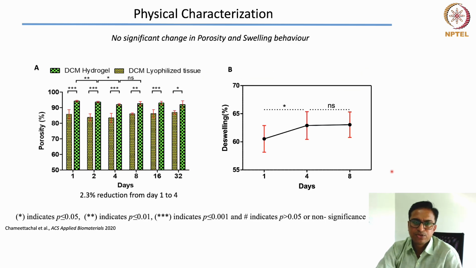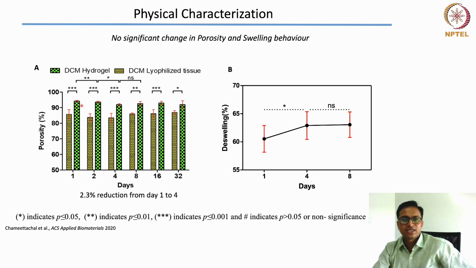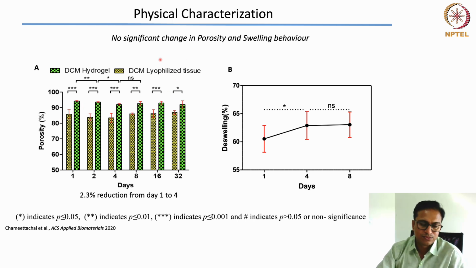We have also done some physical characterization, like porosity estimation and swelling, because these are very important properties for the hydrogel and also for the bioprinted corneas. The first thing is porosity. Here we can clearly see that the hydrogel has a much more porous structure than the lyophilized tissue alone. This is because the lyophilized tissue has very little water content, but in the DCM hydrogel the water content is high, so there is a clear difference in porosity.